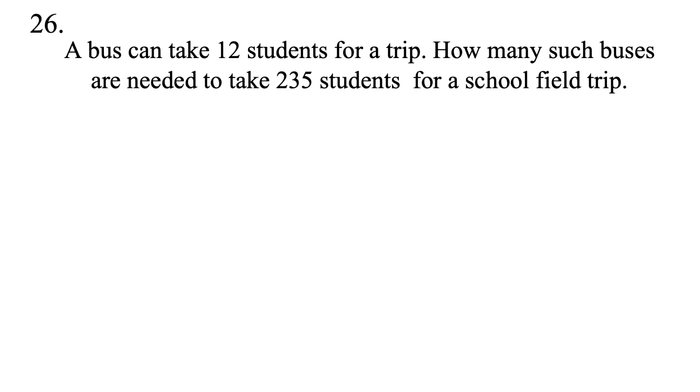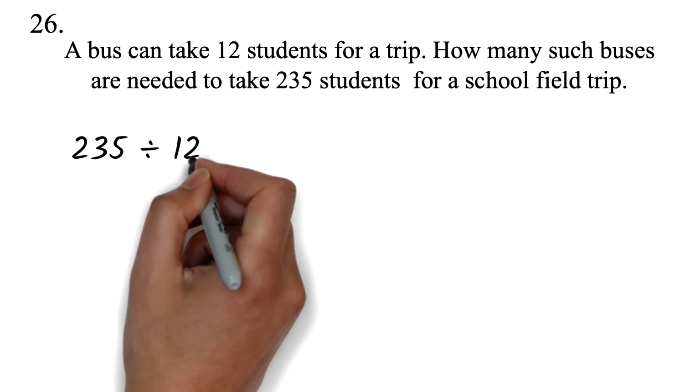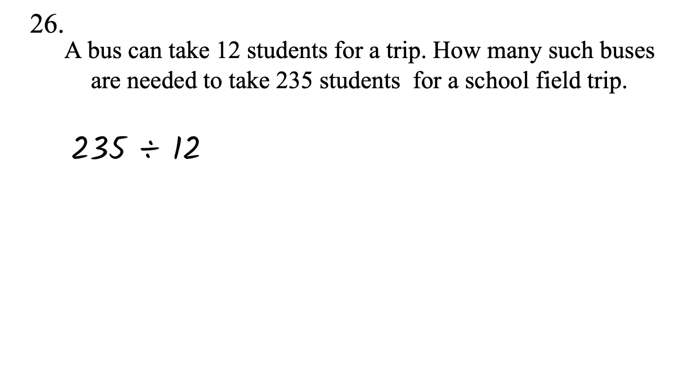A bus can take 12 students for a trip. How many such buses are needed to take 235 students for a school field trip? This is a straightforward division question. All you have to do to find the number of buses needed is to divide 235 by 12. You compute this on the calculator to get 19.583. For questions like this, when you get a decimal, you'll always round it up, because even if you have one student left, you have to use a full bus to take them. So we'll round the 19.583 up to get 20 buses as our answer.